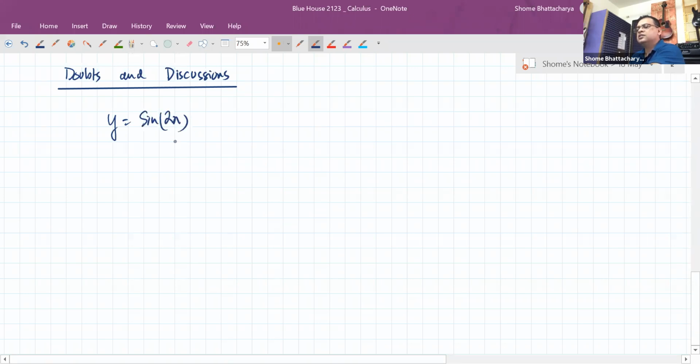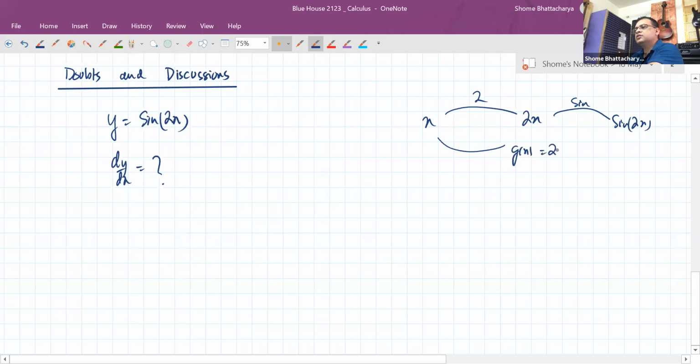You have to understand that this is a composite function. On x we have operated the function twice of, so we have got 2x. And on that we've operated the function sine, so we got sine of 2x. So basically you can say that g(x) is equal to 2x, and then f(g(x)) is equal to sine of g(x), which is sine 2x. So that is one way to do the differentiation.